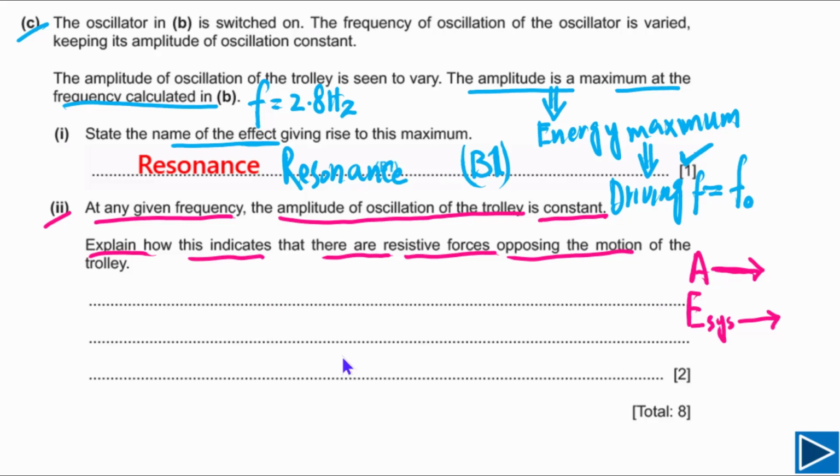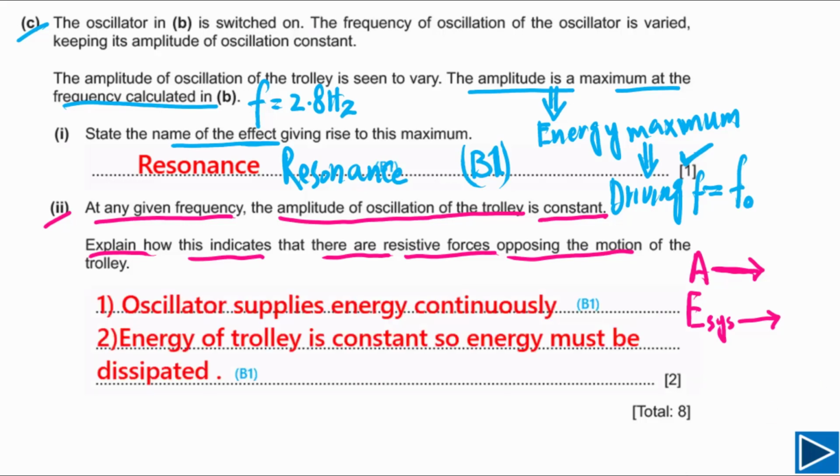Let me explain how you can write a proper answer for this question. First point, you need to write down that the oscillator supplies energy continuously. This is very important, and this is a B mark. It must be in your answer, so you have to mention that. Second part, the energy of the trolley is constant, so energy must be dissipated. This is also a B mark, so this also has to be in your answer. If you write down these 2 points, you will get 2 marks.